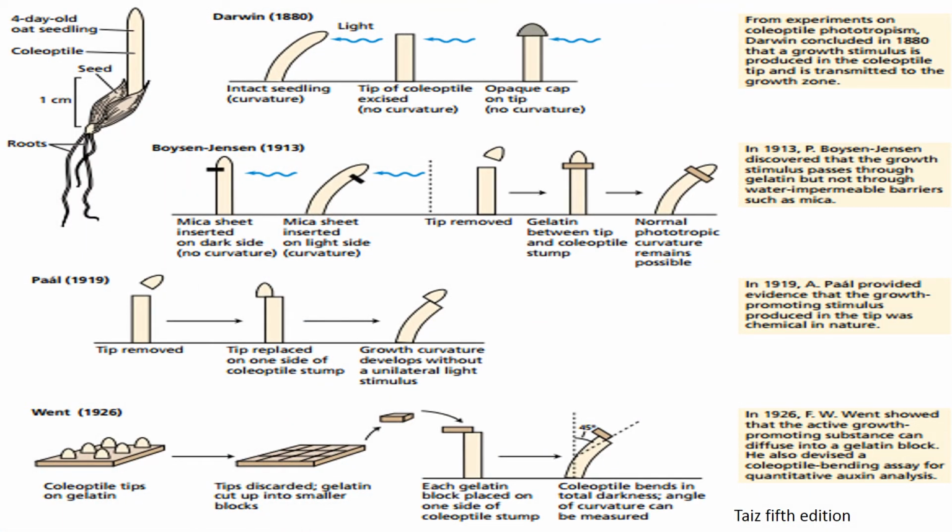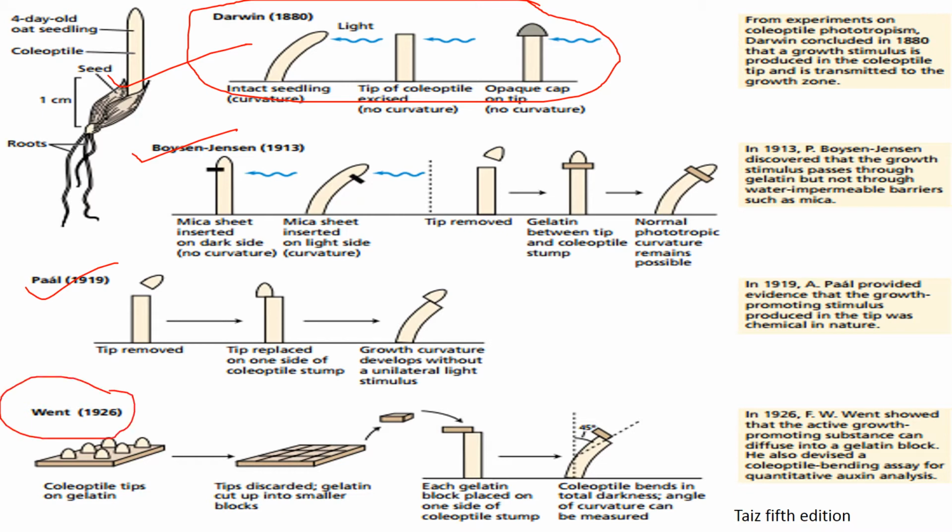The picture which again shows these three experiments, experiment by Darwin and his son, then Boysen Jensen, and finally the Paal experiment and the experiment which was carried out by Went in case of Avena sativa.